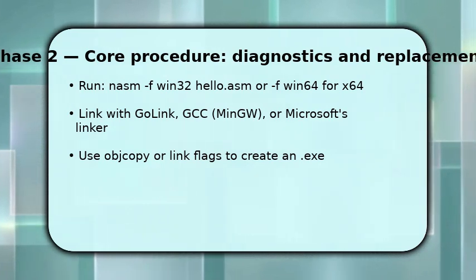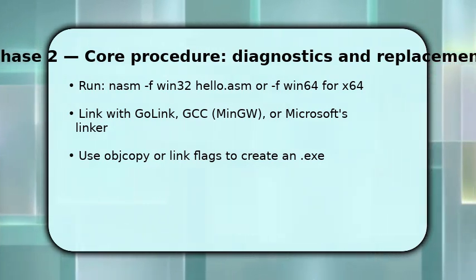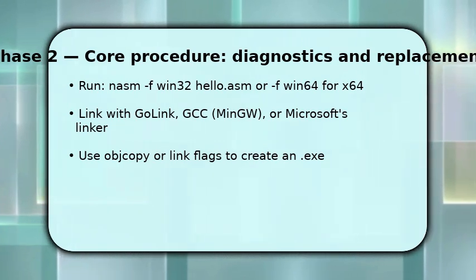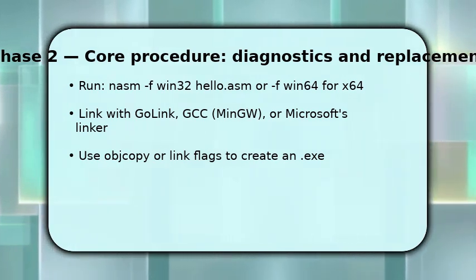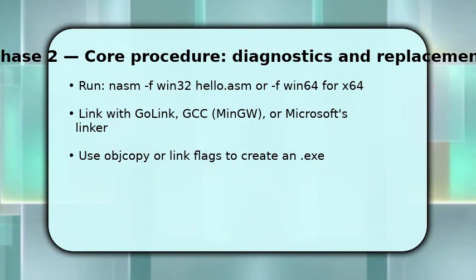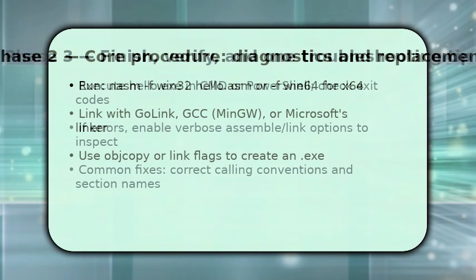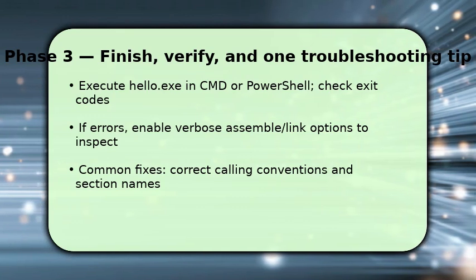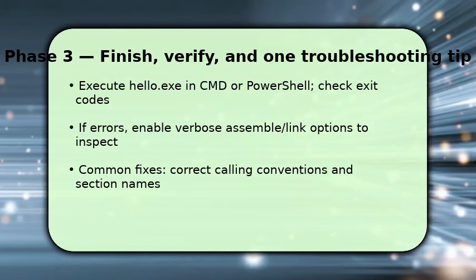For example, GCC can wrap linking: gcc hello.obj -o hello.exe. Once linked, check the file size and run it from the command line to test behavior. Finally, run your executable in command prompt or PowerShell and observe output and exit code.